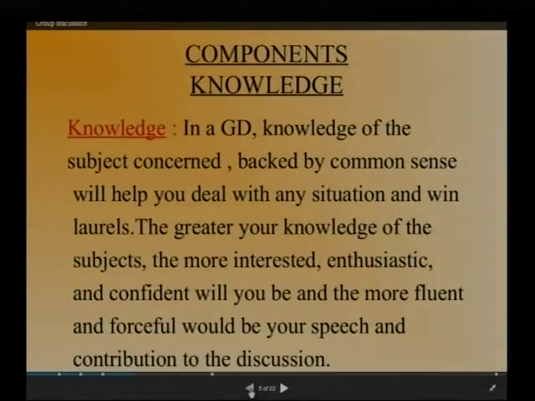So what does this slide say? In a GD, knowledge of the subject concerned backed by common sense will help you deal with any situation and win laurels. The greater your knowledge of the subject, the more interested, enthusiastic and confident you will be, and more fluent and forceful would be your speech and contribution to the discussion. Simple. Word by word, everything which is being displayed here is important, and if we follow this, that's it, success is at your feet.